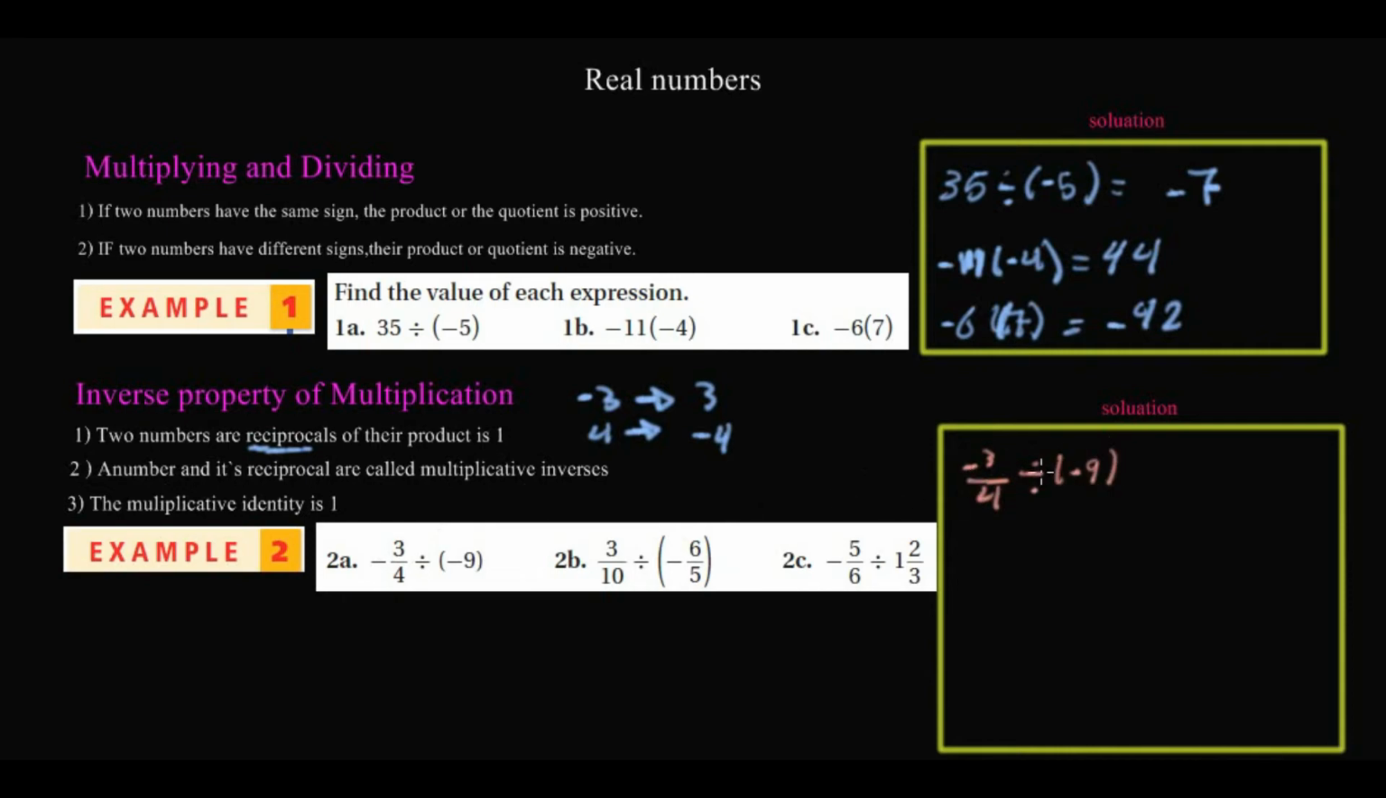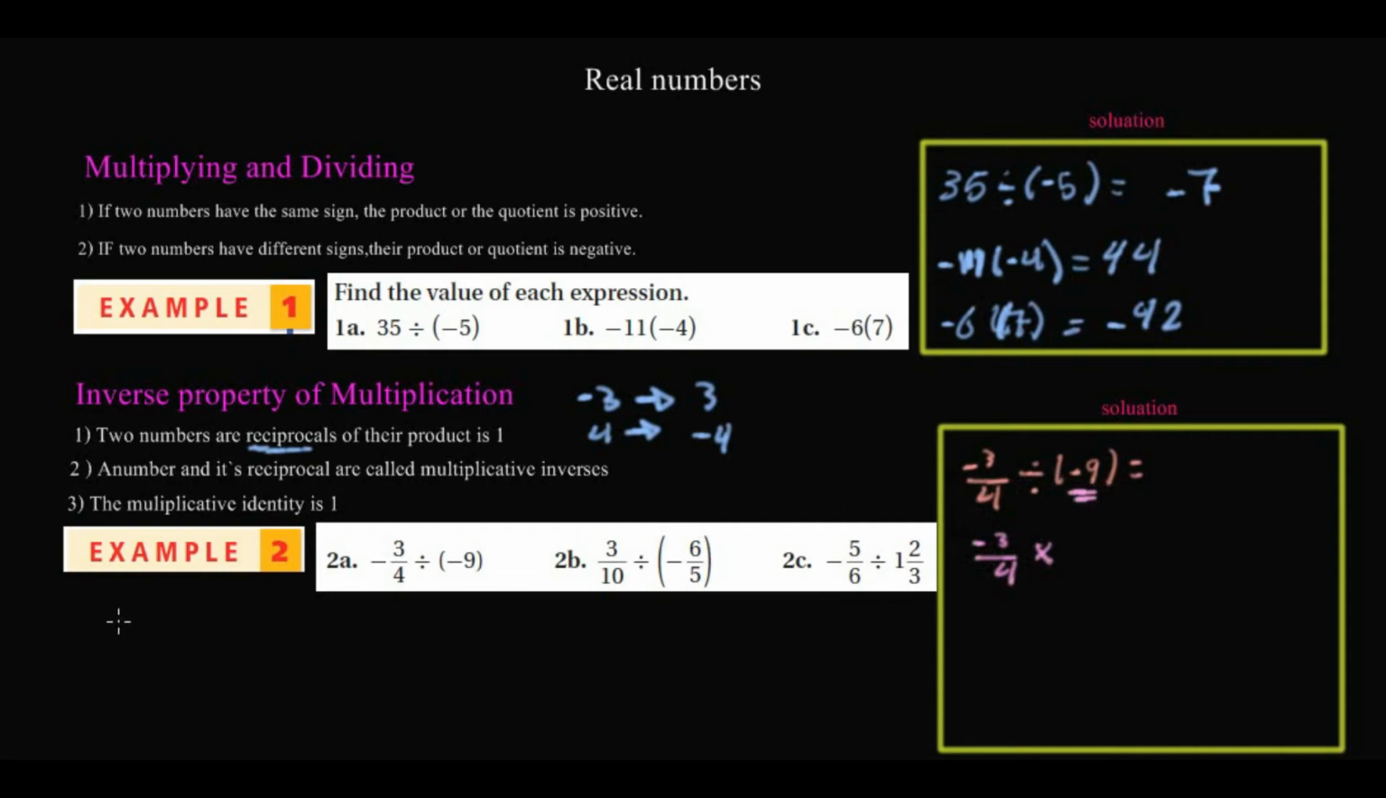Okay. Anyway, I know before that our answer is going to be positive, because, as we said before, if we have two non-zero real numbers that have the same sign, their product or quotient is going to be positive. But to solve this expression, I just write the first one, negative 3 over 4, and convert our divide sign to a multiplication sign, and replace this number by its reciprocal.